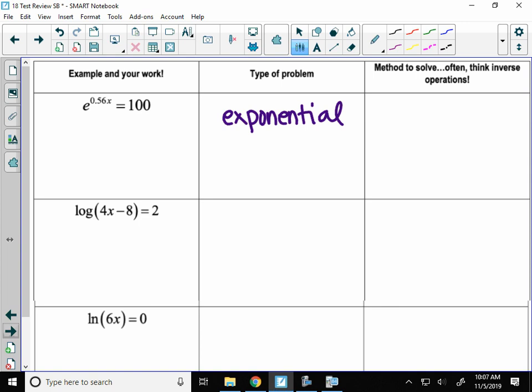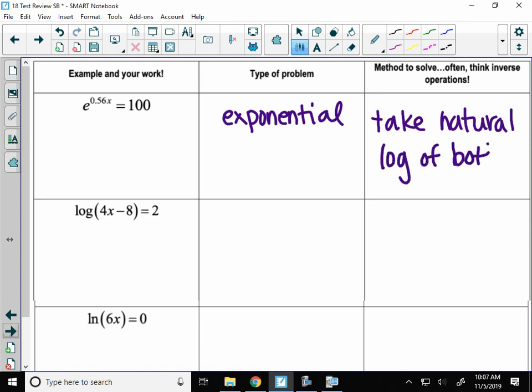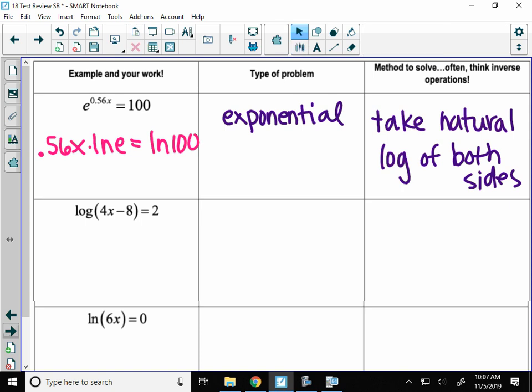What kind of logarithm am I going to use here? Natural log. So you're going to take the natural log of both sides. Okay, so I take the natural log of both sides and I apply my logarithm law. Because remember, the natural log is the inverse of an exponential base e. So when I take the natural log, I get 0.56x in front of that natural log of e equals the natural log of 100. What happens to the natural log of e? It goes away. It's just 1.